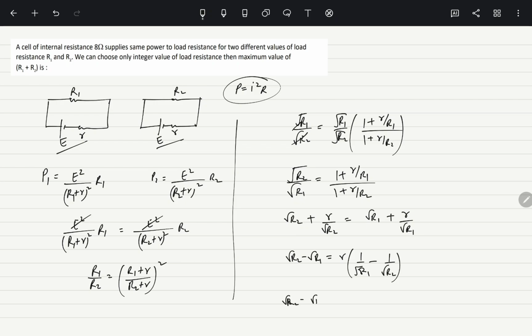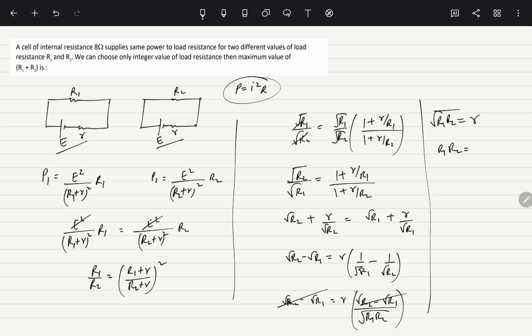Now one more step we'll write. Okay, now see, this is cancelled. So what we have here now is root R1 R2 is equal to R. So R1 R2 is equal to R square, and the R value is given as 8, so that is 64. Now we see that the product R1 R2 is 64.